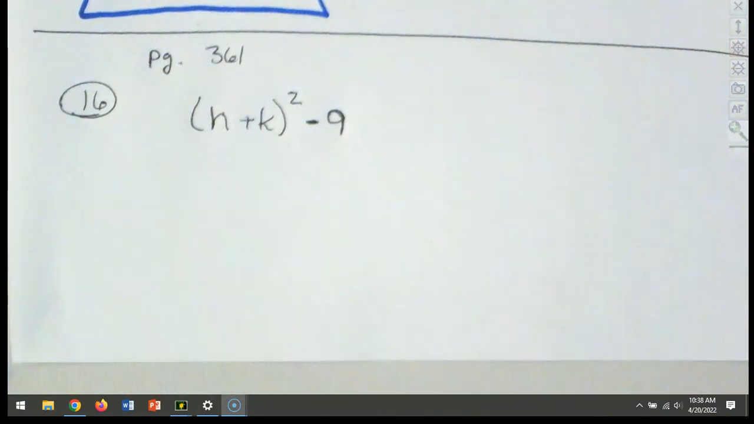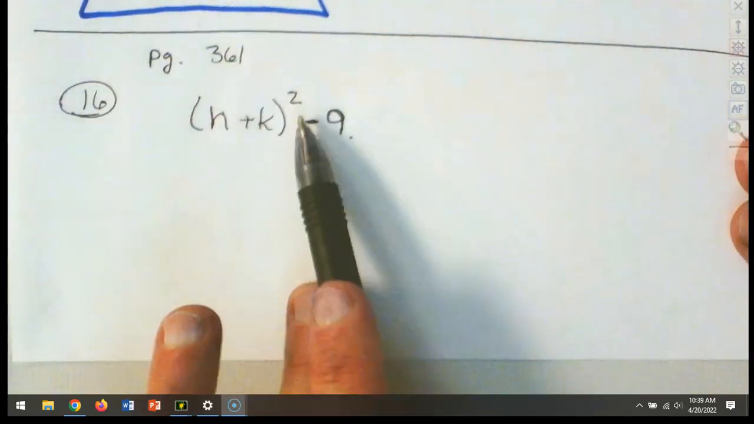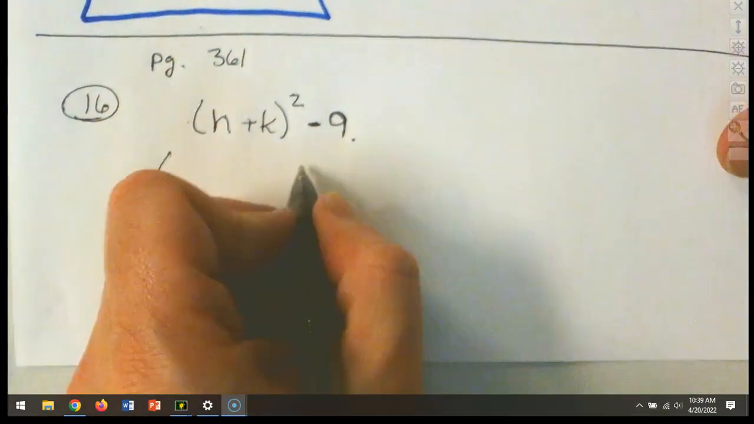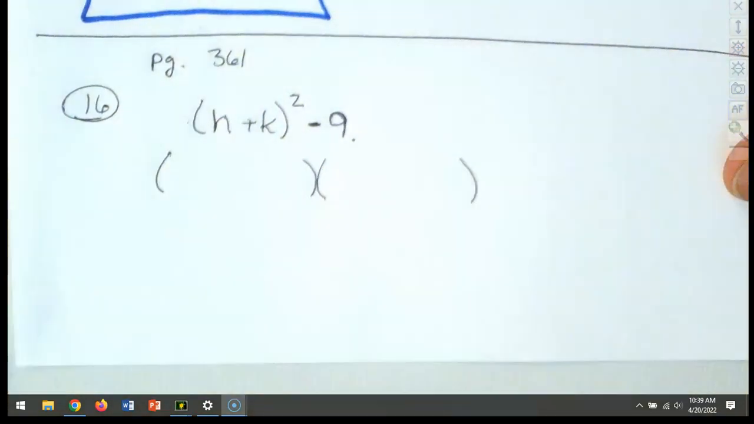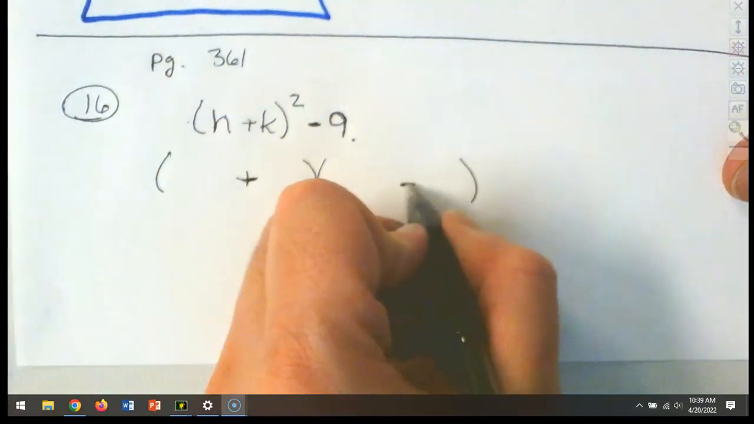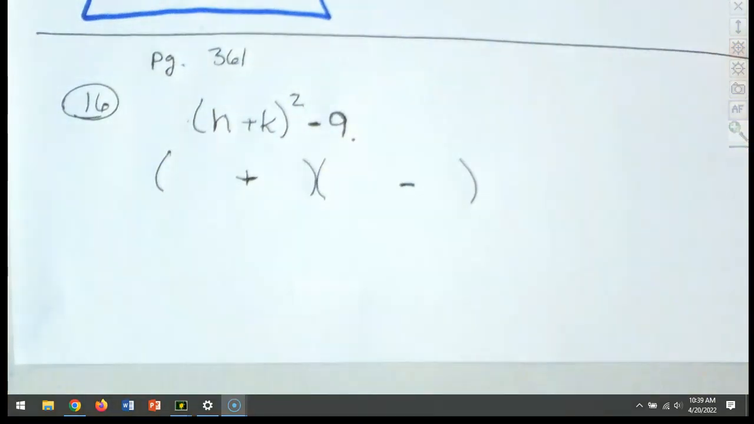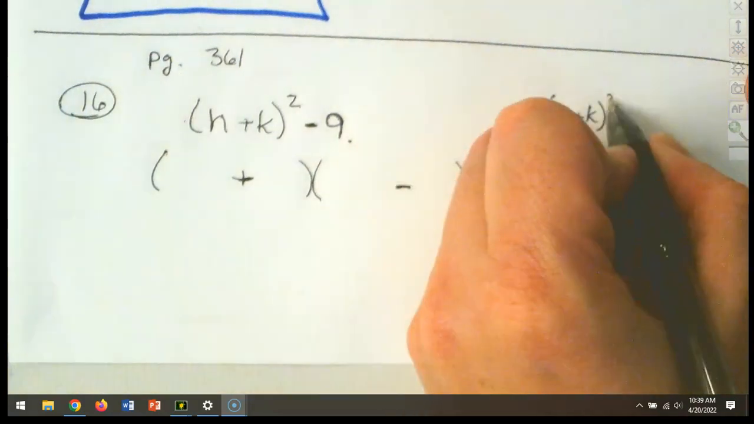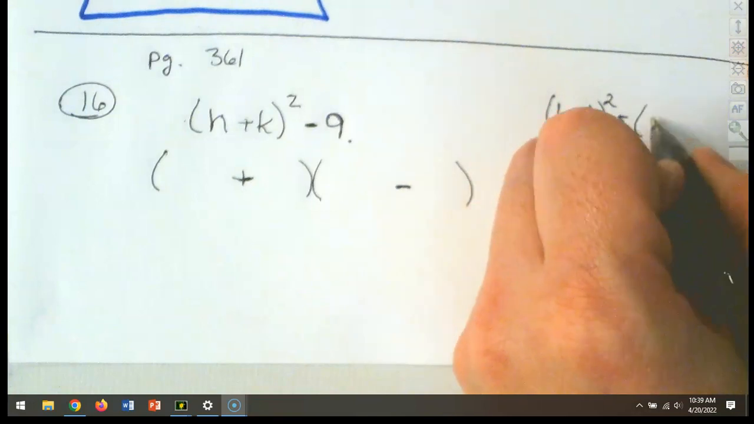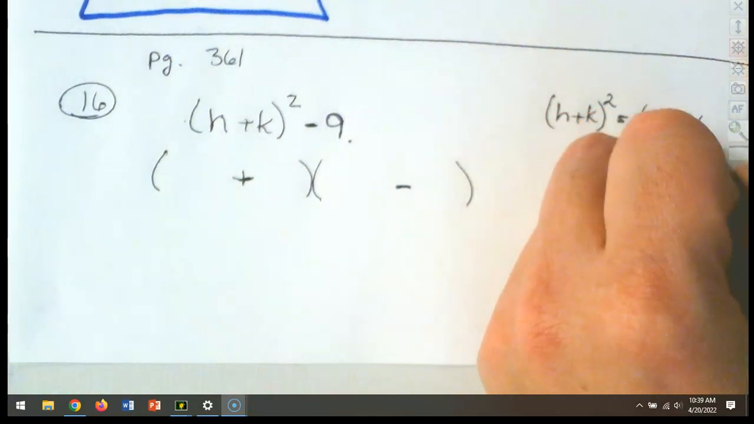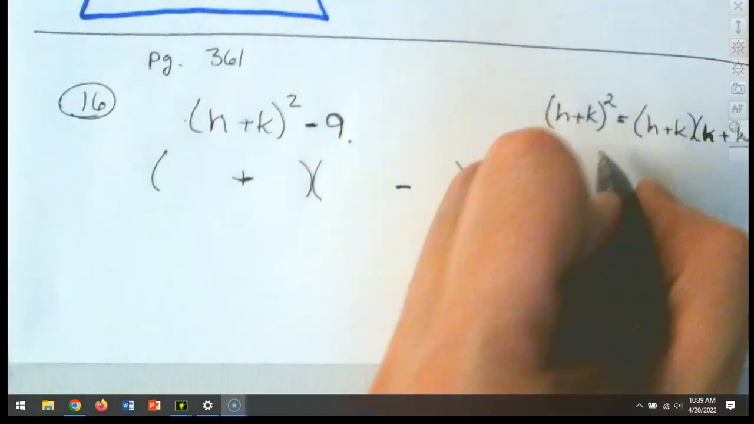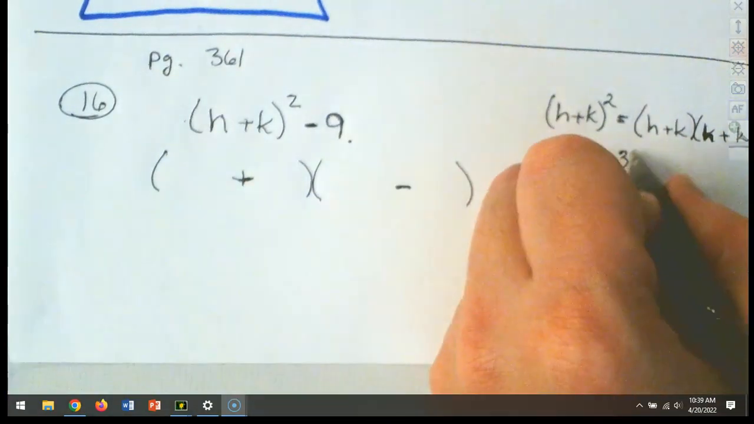You may not think about it as a difference of squares, but it is a difference of squares, right? We have two terms, and this piece is a square, and 9's a perfect square. It is a difference, so let's see how this would factor. If it's a difference, we have a positive and a negative. It doesn't matter which one goes first. When I look at h plus k quantity squared, well, that is h plus k and h plus k, right? There's two of them. And then what about 9? 9's a perfect square of 3 and 3.